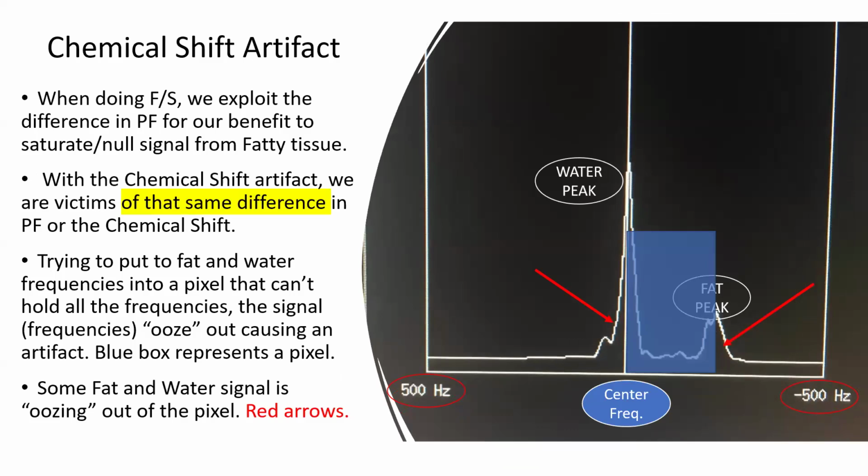The chemical shift artifact, though, is when we're trying to put water frequencies and fat frequencies in one pixel, and they don't fit because there's too many frequencies. You're trying to put too many frequencies into a pixel. So what happens is those frequencies ooze out in the frequency direction. And I'm going to show you a picture of that right now.